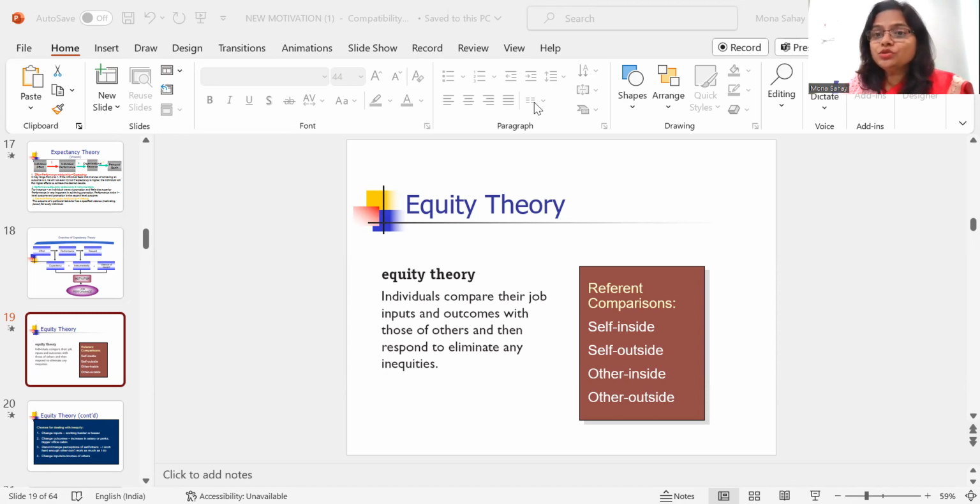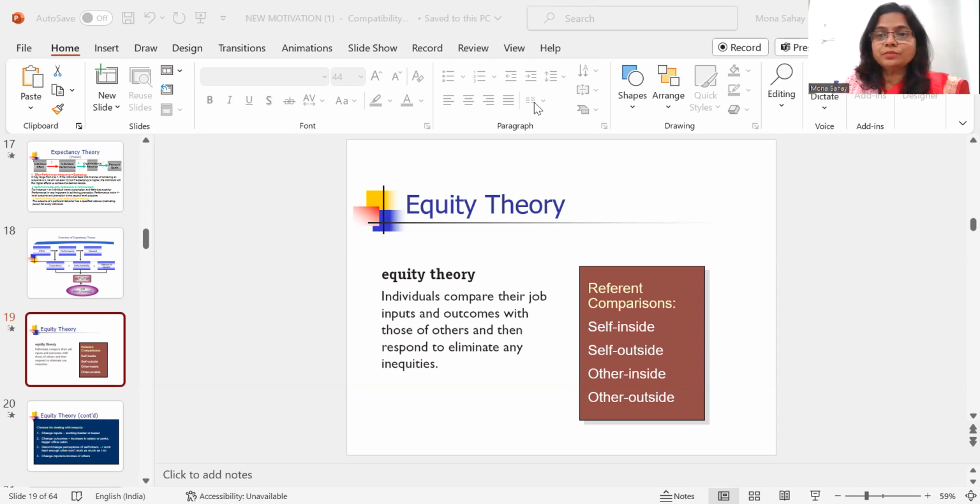Equity related to jobs. Now, employees are performing jobs in organizations. So here we are talking of equity related to job inputs as well as outcomes of these jobs. What is said in this equity theory is that individuals compare their job inputs and outcomes with those of others and then respond to eliminate any inequity.